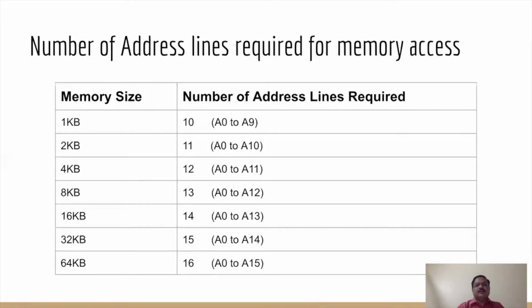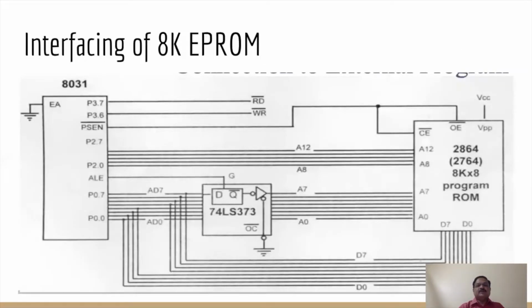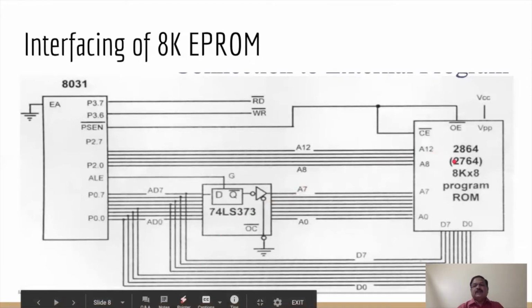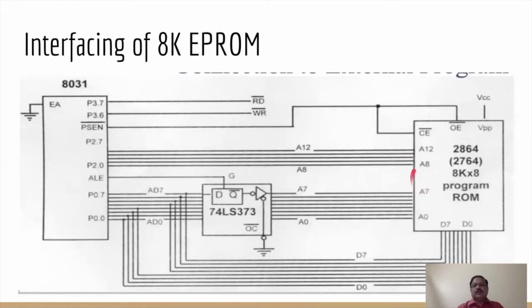While designing the memory interface, first you need to find out how many address lines are required. Then you need to draw the memory map showing the starting address and end address, and then draw the design. Now here, for example, let us suppose an 8 KB EPROM is to be interfaced with the 8051 microcontroller. The chip is 2764. Now this 8 KB EPROM means how many address lines will be required? 13. So A0 to A12 address lines are used for accessing the memory chip.